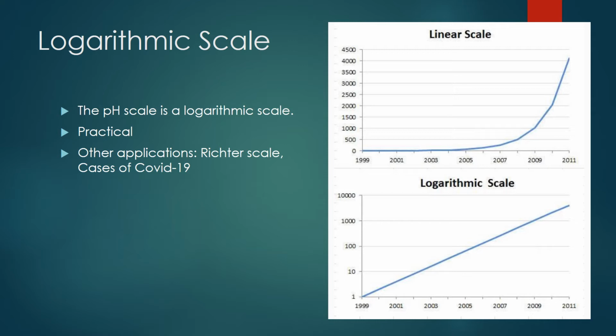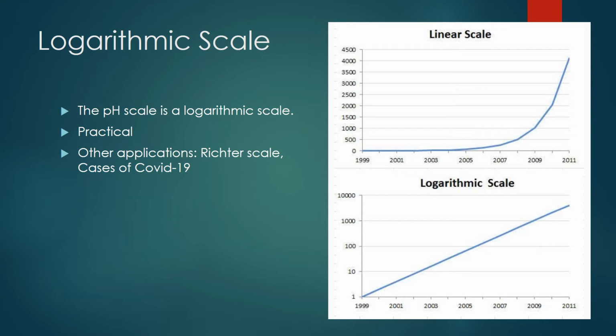The pH scale is a logarithmic scale, so we're going to look at what that really means. Going from a pH of 1 to a pH of 2, we're diluting that acid by a factor of 10. If I go from 2 to 3, I'm diluting by another factor of 10. So if I've gone from 1 to 3, my acid is 100 times more dilute.